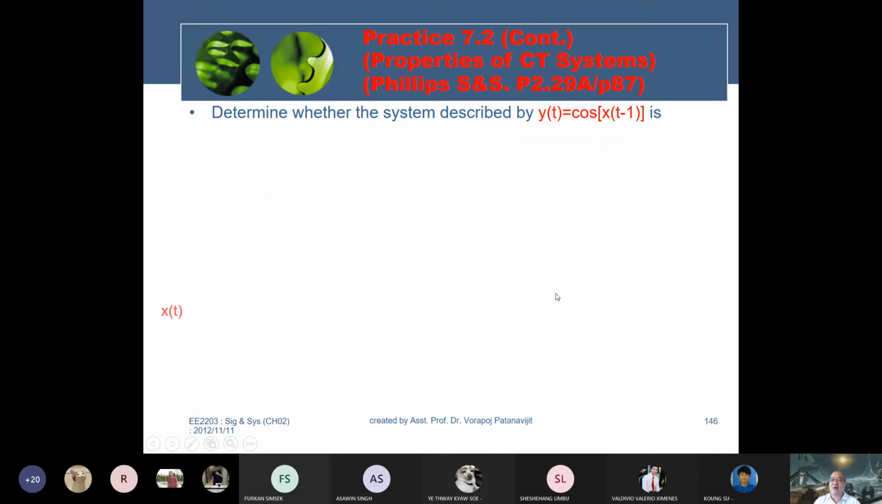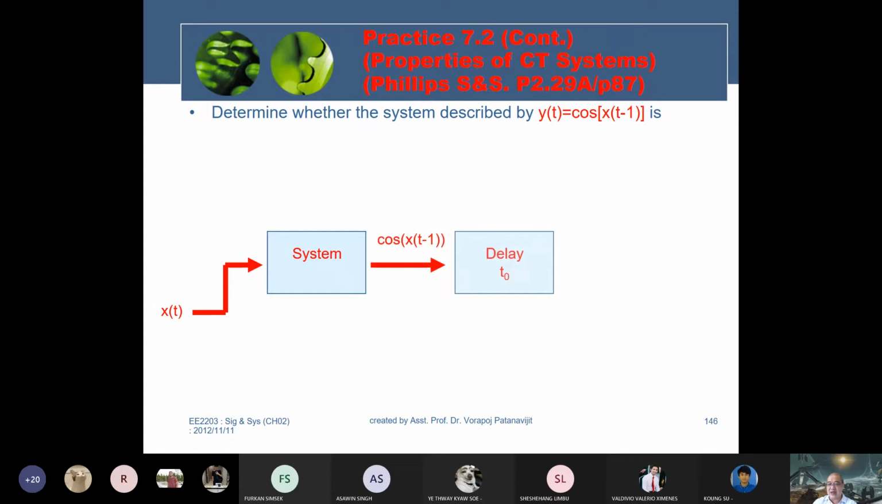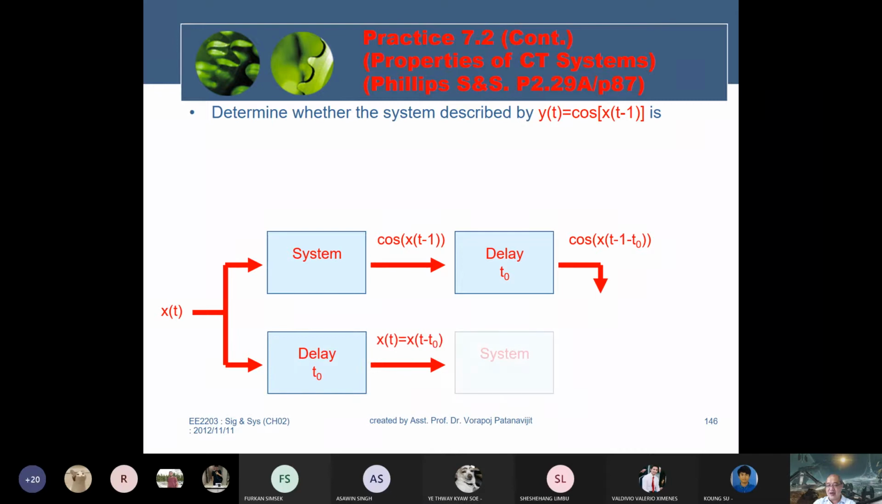The next one is time invariance. Time invariance can be checked by processing first. Send x(t) to the system, which gives you cos(x(t)) minus 1. And delay it after that, you delay every time by t naught. Or you will delay first and process later. If you delay x(t), its delayed version becomes x(t minus t naught), and then process it. When you process it, it gives you this result.